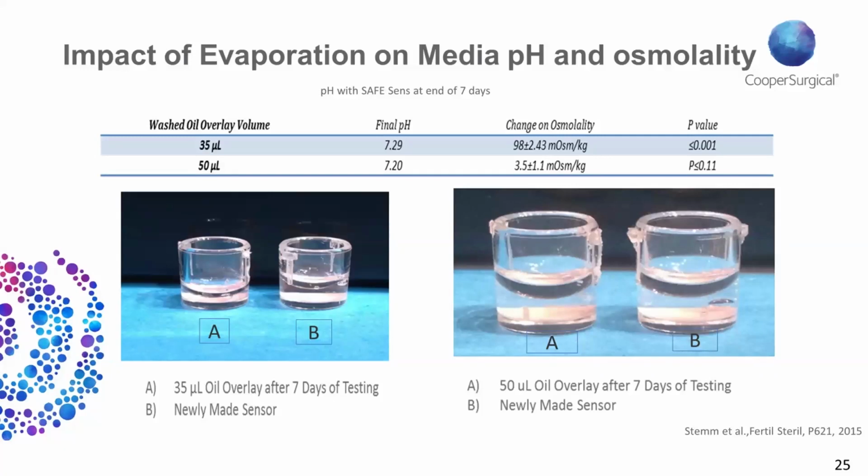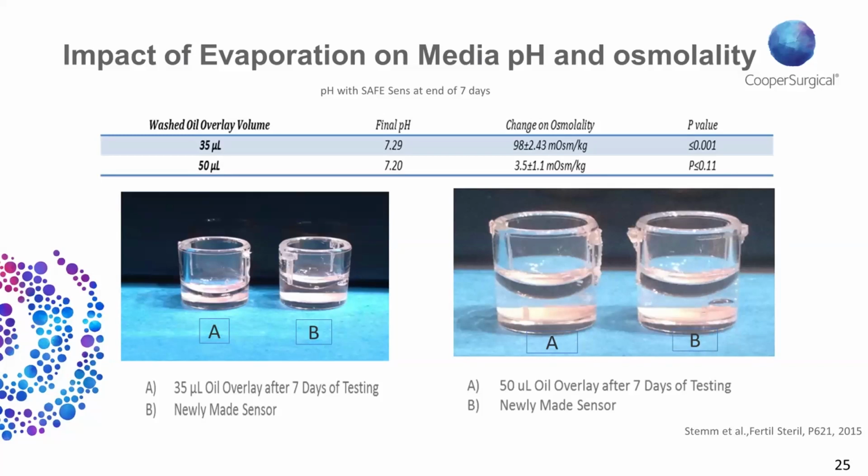In the cells on the right, they've been magnified because it's very difficult to see any difference in the volumes in the 2 cells. Again, B as it was set up, and A after 7 days in culture at 37 degrees. The only difference between the cells on the left and the cells on the right is that the cells on the left had 35 microliters of mineral oil as an overlay, and the cells on the right had 50 microliters.